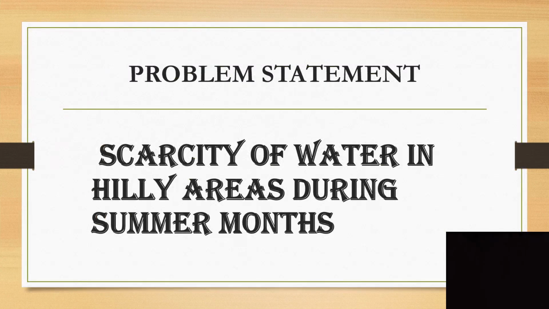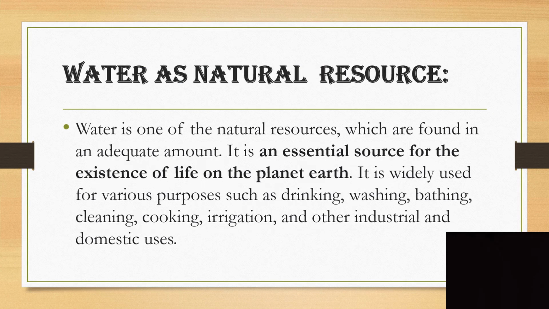Here we have the problem statement of our project called Scarcity of Water in Hilly Areas During Summer Months. What do you know about water as a natural resource? Water is one of the natural resources which are found in an adequate amount. It's an essential source for the existence of life on the planet Earth. It is widely used for various purposes such as drinking, washing, bathing, cleaning, cooking, irrigation, and other industrial and domestic uses.